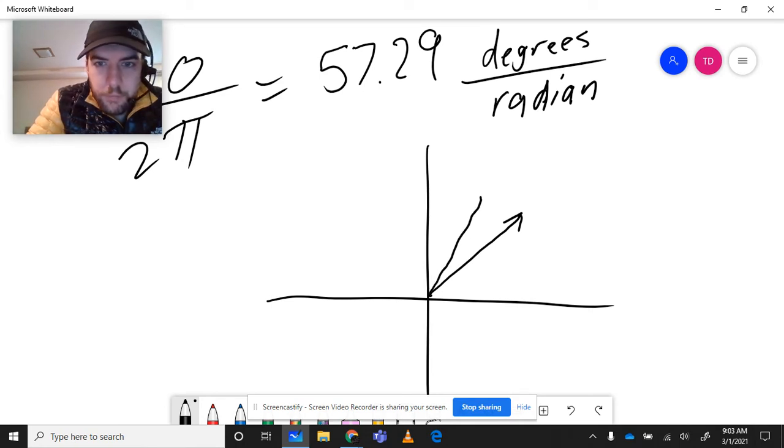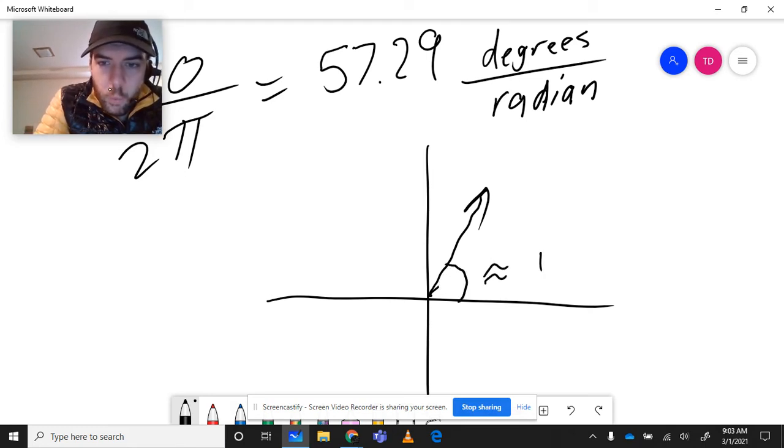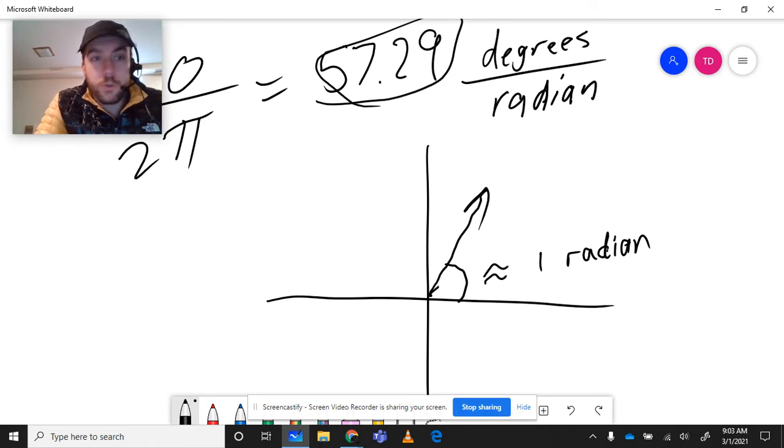This would be roughly 60. So this angle right here is just about approximately 1 radian. Okay. Now it doesn't matter that it's a weird number of degrees because we're just moving away from this system.